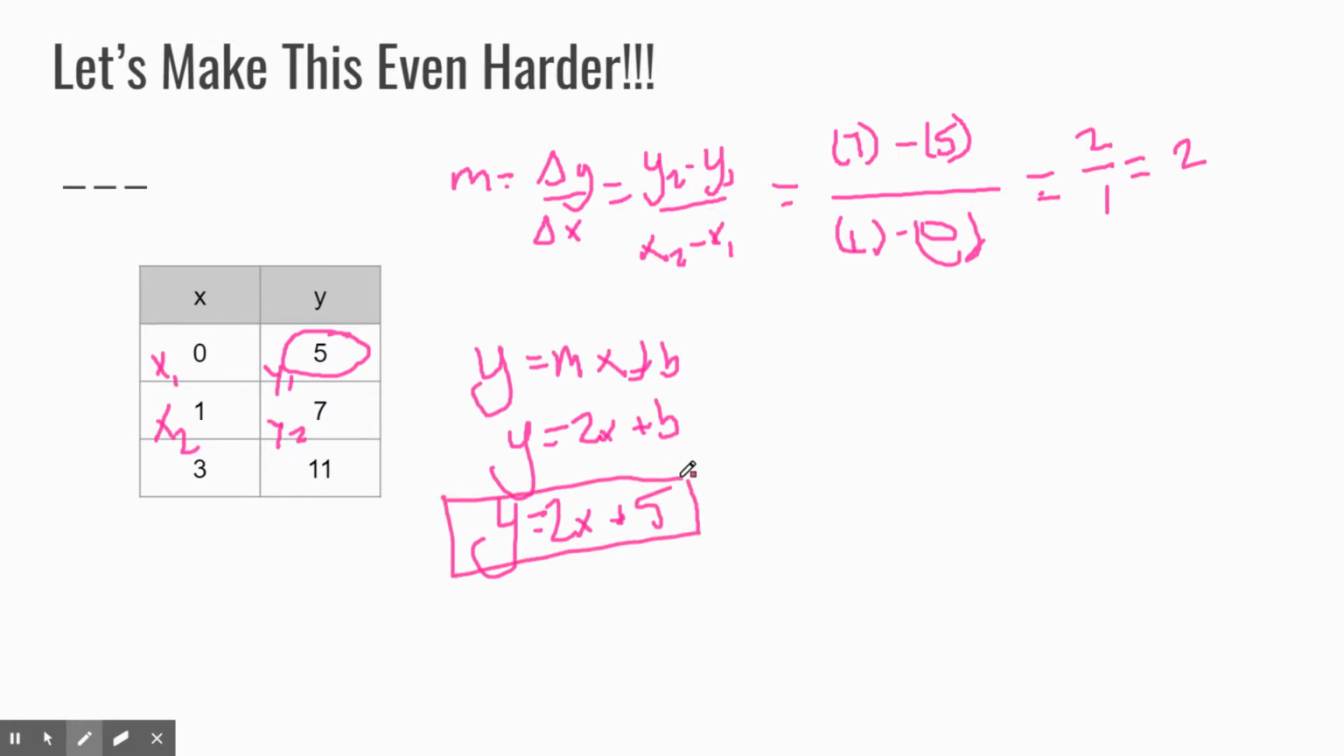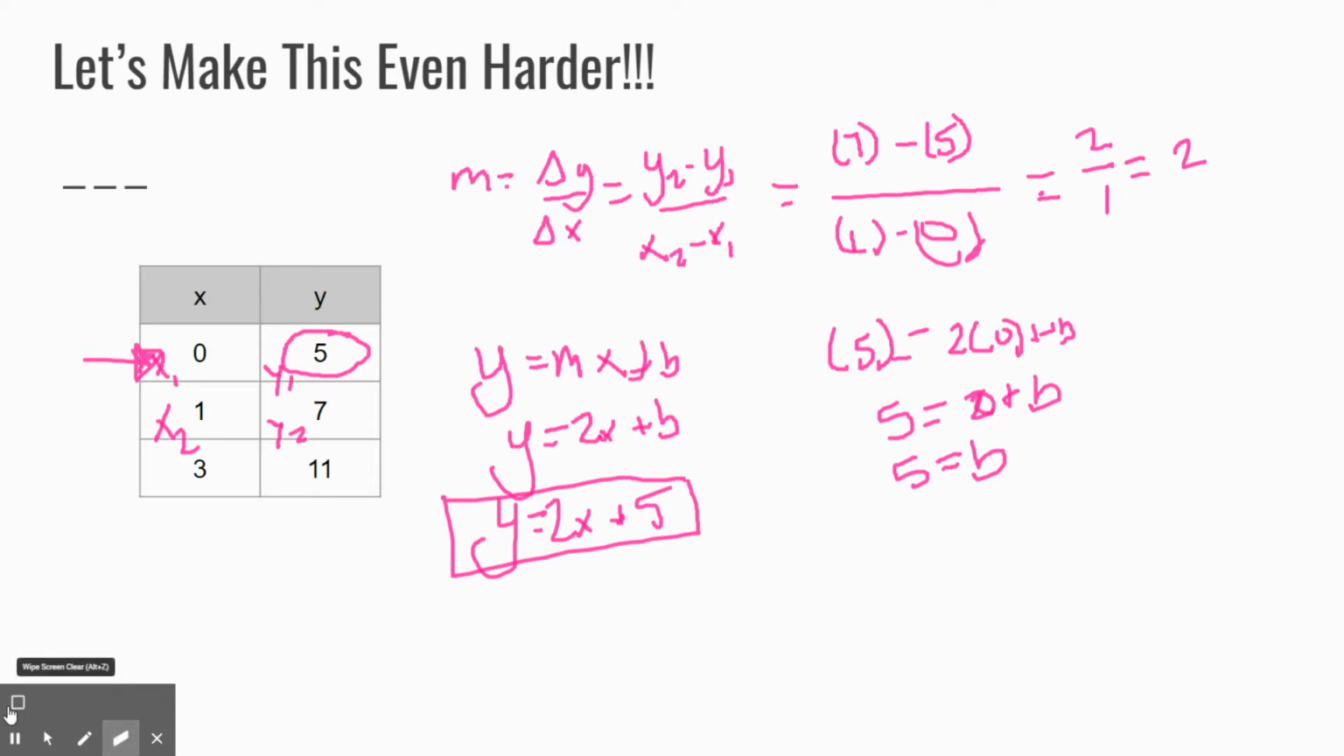But if you wanted to double check that, I could also plug these points in. And I could say 5 equals 2 times 0 plus b. 2 times 0 is 0 plus b equals 5. 0 plus b is just b, so b equals 5. So remember, whenever you see that x is 0, you got a freebie, and it's easy to just plug that in for b.